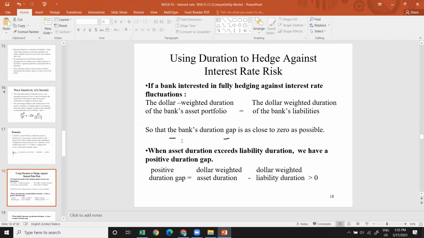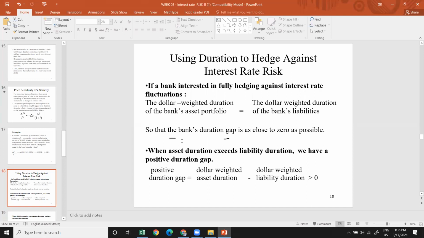So basically, using duration to hedge against interest rate risk. If a bank is interested in fully hedging against interest rate fluctuation, the dollar weighted duration of the bank's asset portfolio should be equal to the dollar weighted duration of the bank's liabilities. They should be immunized, so the bank's duration gap is as close to zero as possible. In practice, it's not possible to make it zero, but at least you will make it closer to zero if you want to be hedged against interest rate risk.